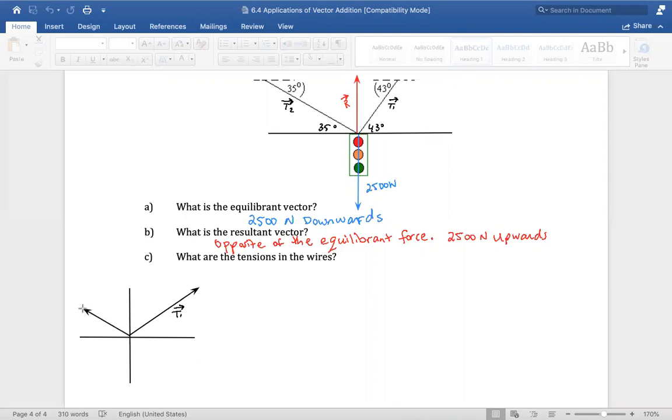There's no actual magnitude given as to how much, but just make sure it's shorter to say that it's the lesser force. And then let's draw in our angles. So this would be our 43 degrees. Make sure you get that right and you don't mix up the 43 with the 35, and the 35 degrees is in here. That's from the original. And we should call this one T2. So now let's finish our parallelogram here and join them together.